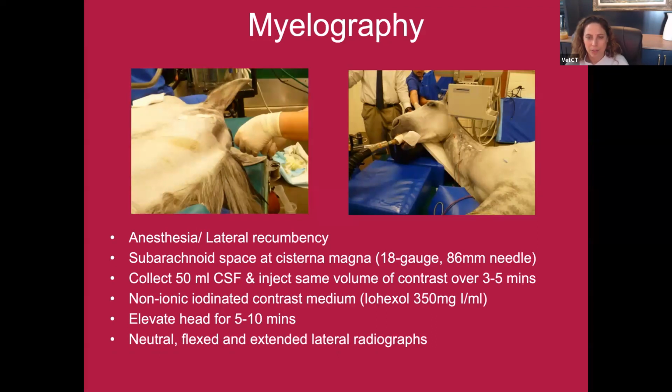And since we're talking about cervical radiography, I would be remiss to not include how to do myelography. So this requires general anesthesia. We place the horses in lateral recumbency, and we prep our subarachnoid space at the cisterna magna. We use an 18 gauge needle. Once our needle is in place at the AO space, we collect about 50 mils of CSF and slowly inject the same volume of contrast. Then we elevate their head for 5 to 10 minutes, and then we obtain our radiographs.